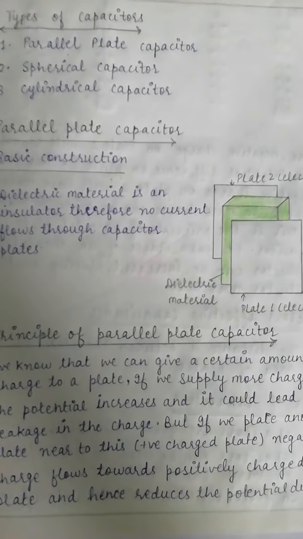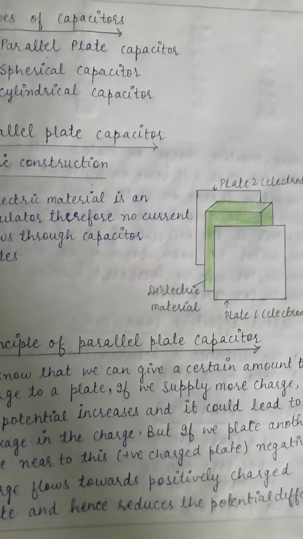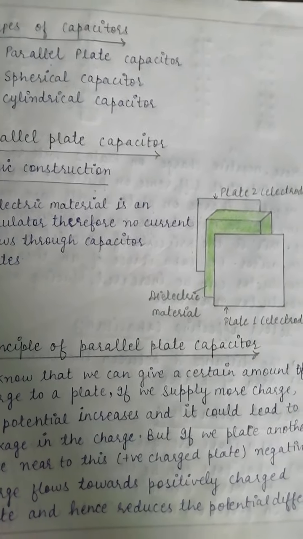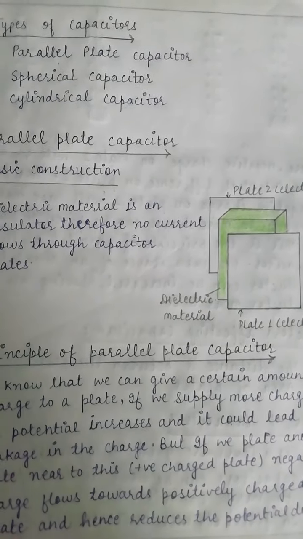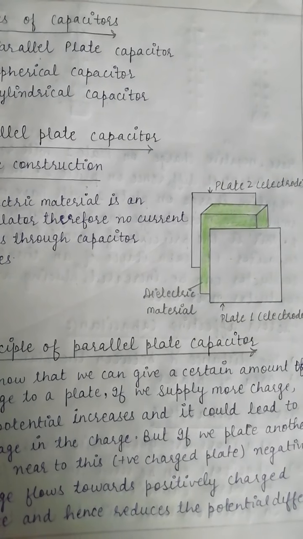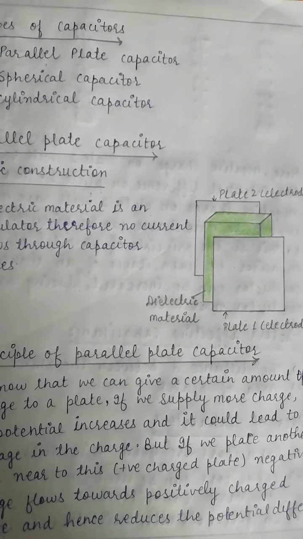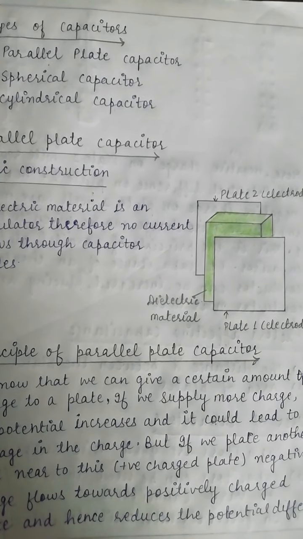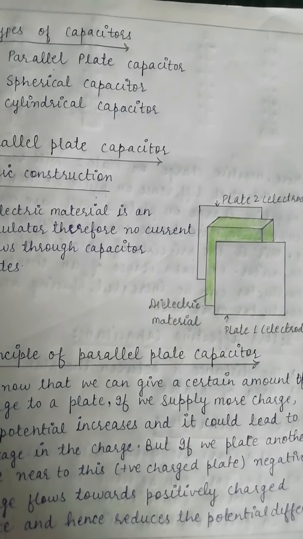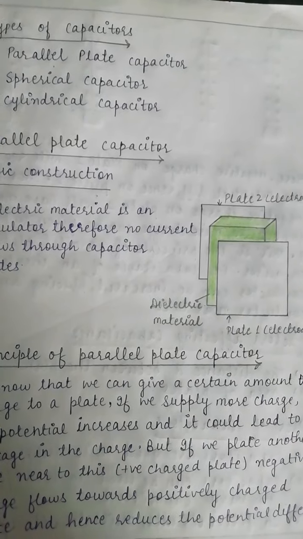Dear students, you know that we can give a certain amount of charge to any conductor, but if we keep going on, or increase the charge on a conductor, that means the potential difference increases and hence ultimately it would leak out. So if we want to increase the capacitance, or you can say the conductivity of the conductor, we have to place another charge near to it.